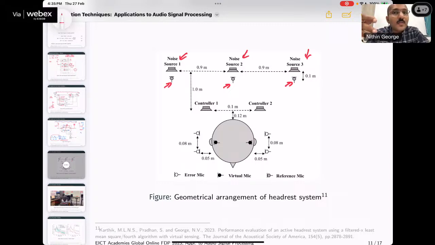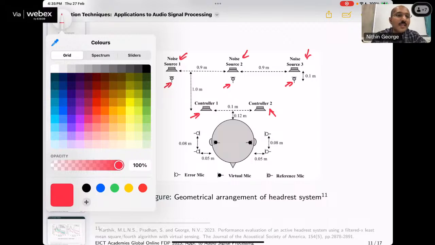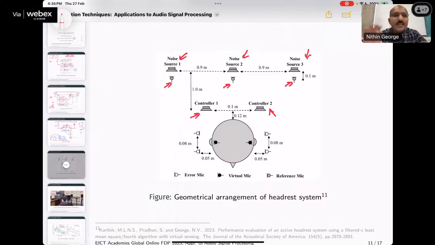Then to cancel noise, what should I do? I should pass it through some filter and then play some sound. So this is the controller. Behind both the ears, I am going to keep a speaker. But that speaker may be inside the headrest, so you may not even notice that there is a speaker there. So what we are saying is that you have two speakers. So this is the ear. Behind the ear on the headrest, I have two speakers, which are going to create the anti-noise signal.